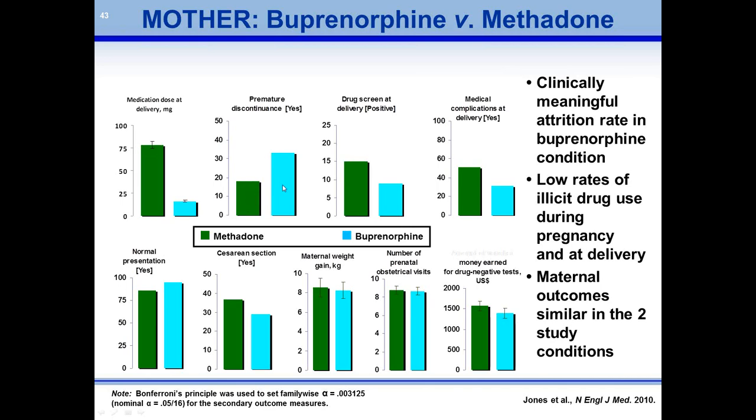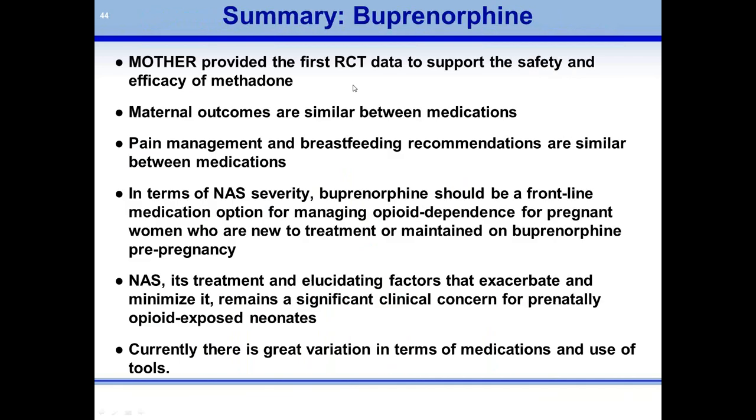In terms of our secondary outcomes, this is what we call our dropout rate. It is not statistically significantly different. It is clinically meaningful, and we've talked a lot amongst ourselves and in the literature about what this might mean, and I really think that this has a lot to do with the way we did our induction procedure, and if you're interested in that, I'd be happy to answer questions about that. But as you can see here, there weren't any other statistically significant differences for number of prenatal visits or normal presentation. They're very similar outcomes for the two groups.